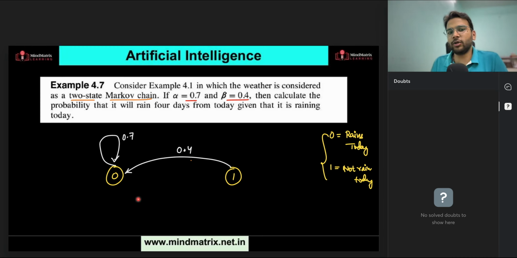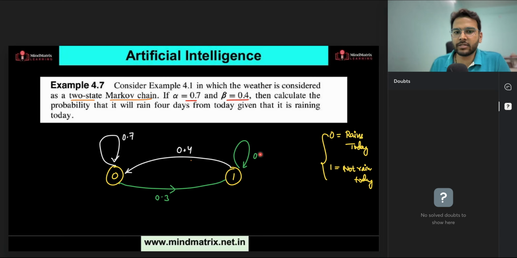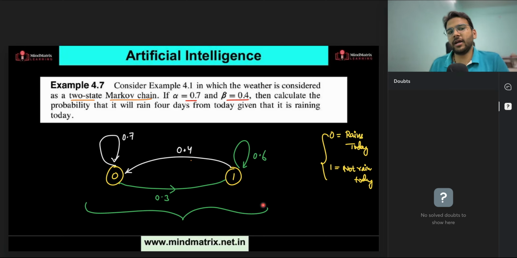So if this is given to you, can I say now you can find the remaining also? That means if it rains today, it will not rain tomorrow. You can find it like this. That will be 0.3. And what about this? If it does not rain today, it will not rain tomorrow. That means 0.6. Now, do you have any doubt in this Markov chain?